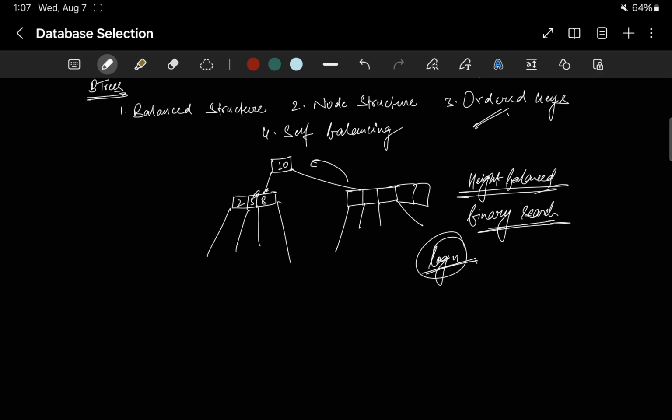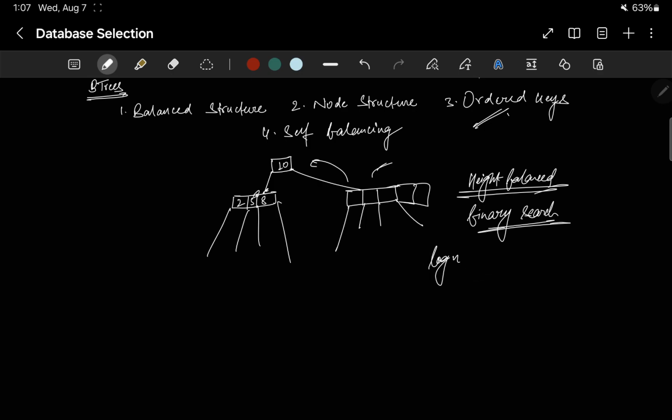If the internal implementation is B tree based for the database, it means it will be a read heavy database. Why? Because of the height balanced nature, self balancing nature, node structure and ordered keys, due to which binary search is possible, and binary search is something which makes this a read heavy system.